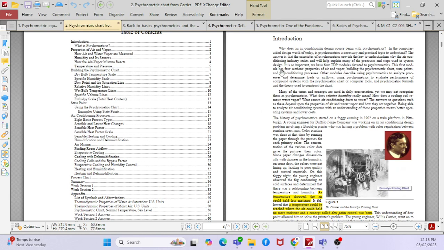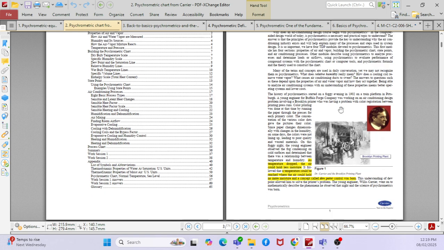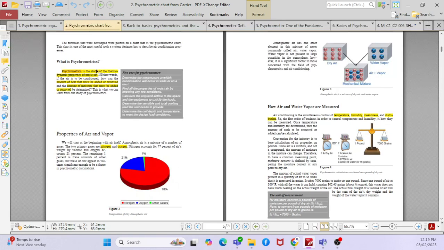Okay, so you can see that, understand what a psychrometric is. In the oldest days, they tried to find out the psychrometric chart. Okay, how they have described the chart that is given here. Then if you go to here, what is psychrometrics?